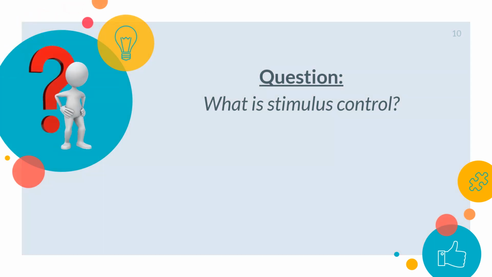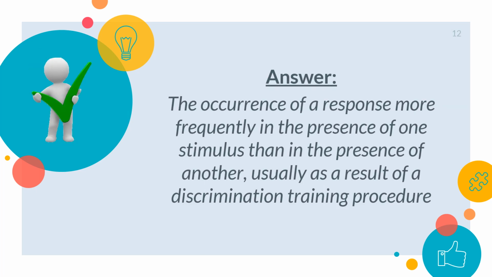On your homework sheet, fill in the following question. What is stimulus control? I'll now give you time to get that question filled in. On your homework sheet, fill in the occurrence of a response more frequently in the presence of one stimulus than in the presence of another, usually as a result of a discrimination training procedure. I'll now give you some time to get that filled in.